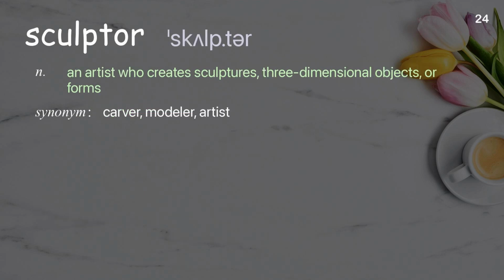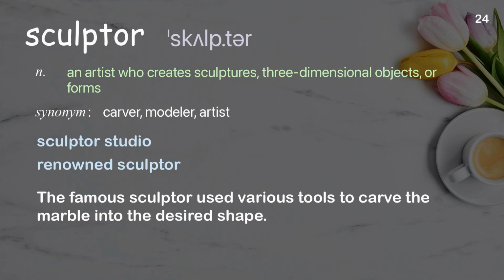Sculptor. An artist who creates sculptures, three-dimensional objects, or forms. Examples: Sculptor studio. Renowned sculptor. The famous sculptor used various tools to carve the marble into the desired shape.